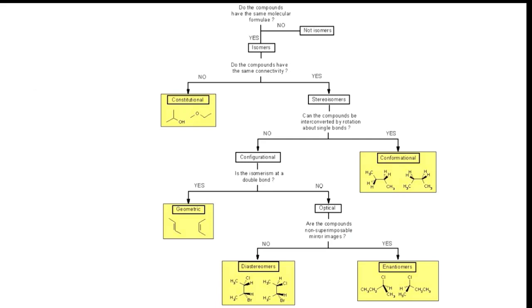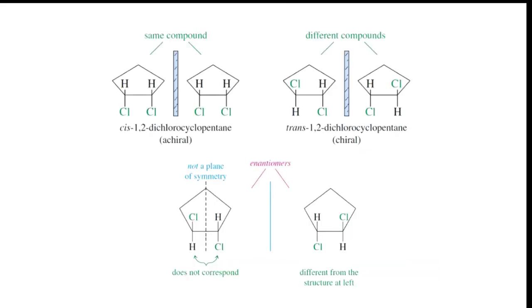And here's a good flowchart that helps us to see this. I went through all this, so I'm not going to talk about it, but when we send out the slides, this will be good to help you. And again, you can see here, especially in the ring, how we can't just rotate this molecule to get from cis to trans.